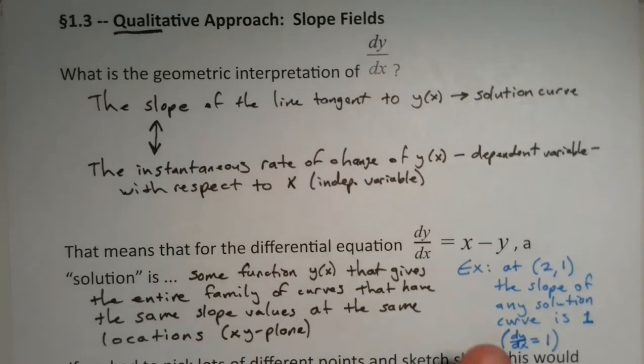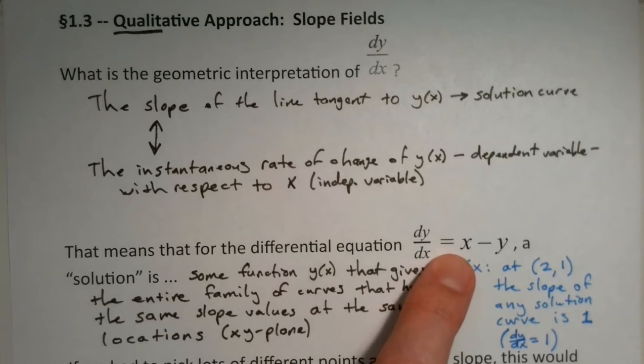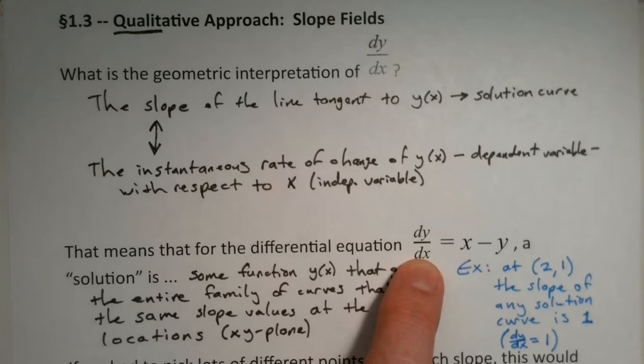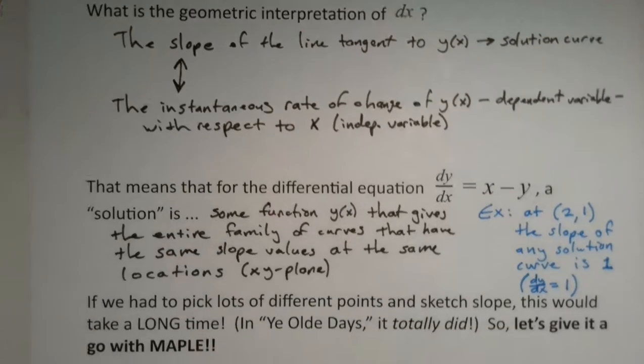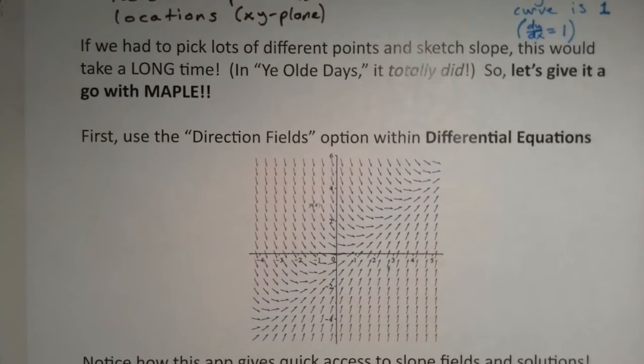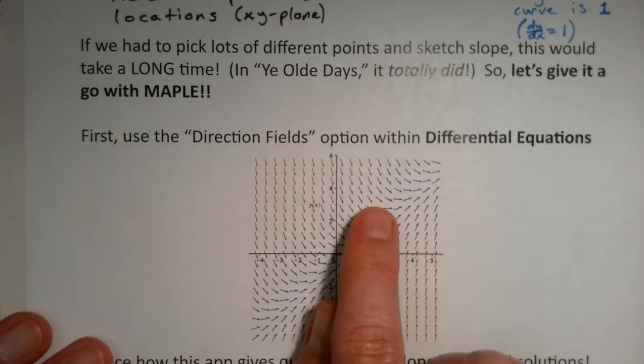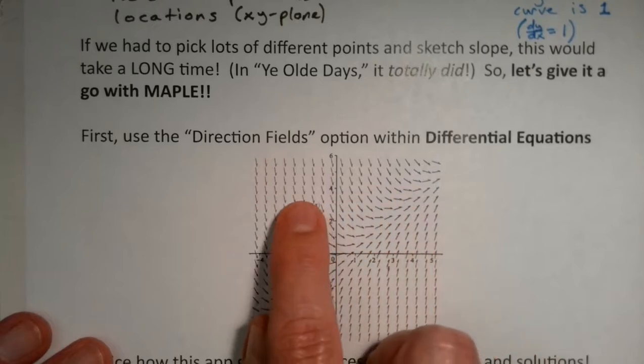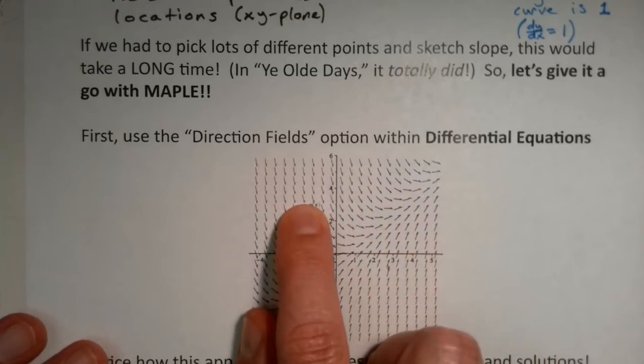Now, if I had to, I could choose a whole bunch of points (x, y) and calculate what the slope is at each one of those points. If you imagine having a graph that shows the slope at every single one of those points, you might get something that looks like this. This is what's called a direction field. Sometimes it's called a slope field, same thing. For us, at any given location on the xy plane, the little arrow is telling us what direction the solution curve must be traveling.